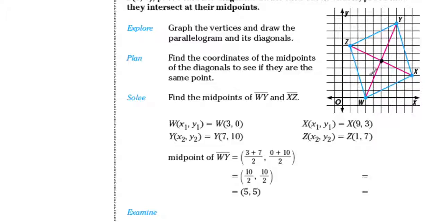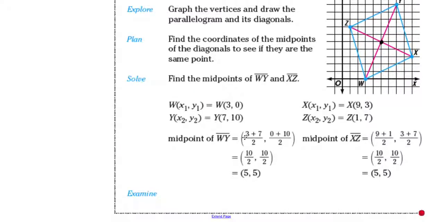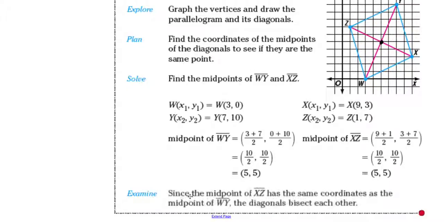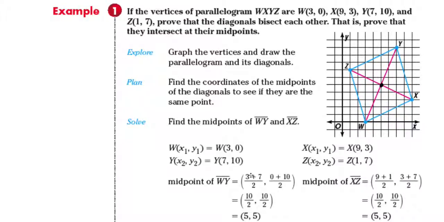Let's find out if we have the same midpoint for segment XZ. Again, using the midpoint formula, we add 9 plus 1 divided by 2 and 3 plus 7 divided by 2. So you end up with 10 over 2, and if you notice, it's also (5, 5). Since the midpoint of segment XZ has the same coordinates as the midpoint of segment WY, the diagonals bisect each other.